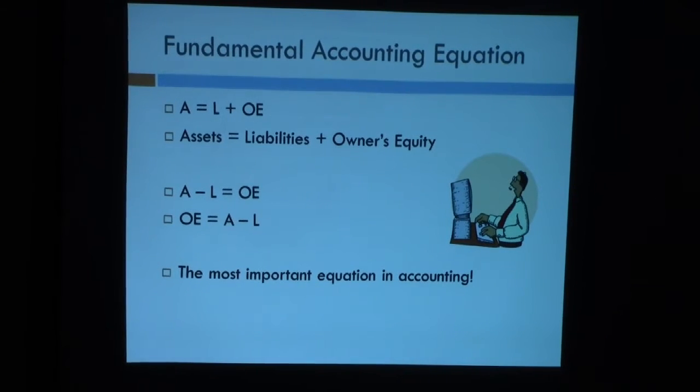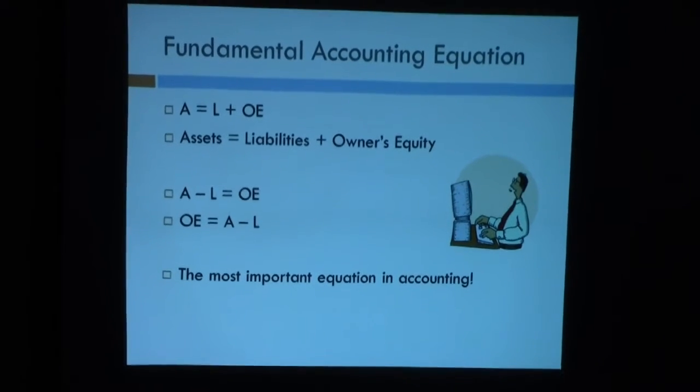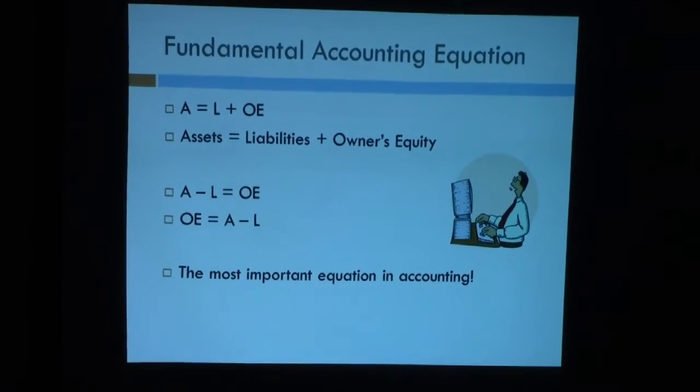What are assets? Assets are formally defined as all those things that you own that have a future economic value. And of course, liabilities are the opposite of assets. These are all those things that you owe to others. So assets are things that you own, and liabilities are things that you owe. And of course, owner's equity is the difference. So assets minus liabilities would be your equity.